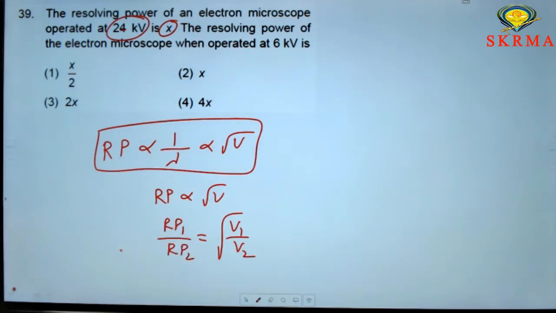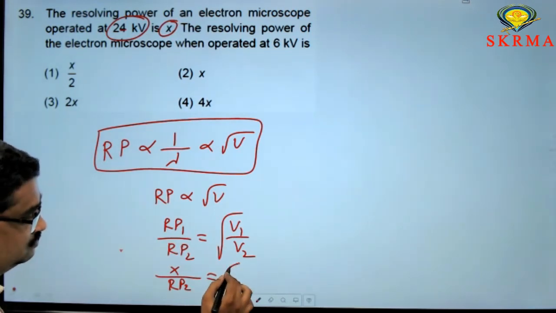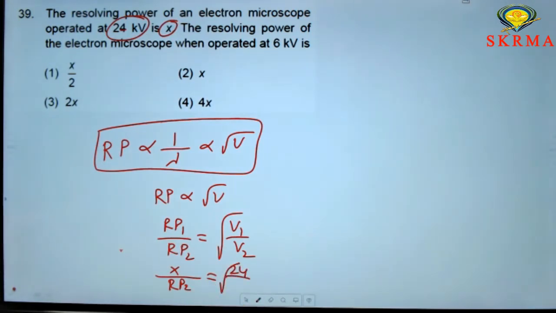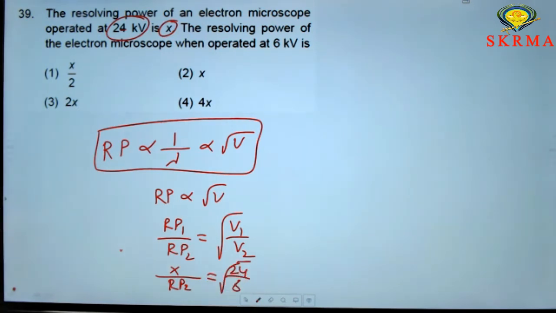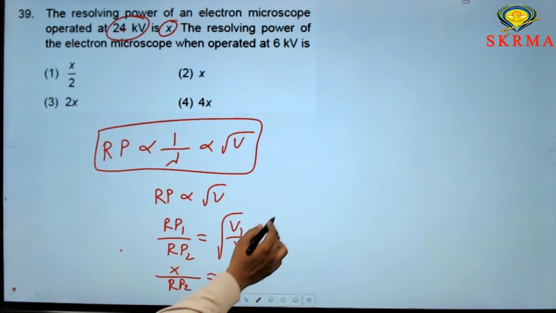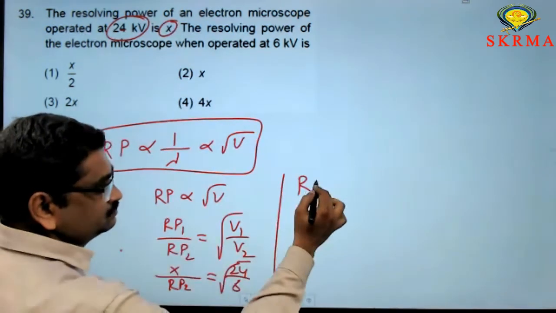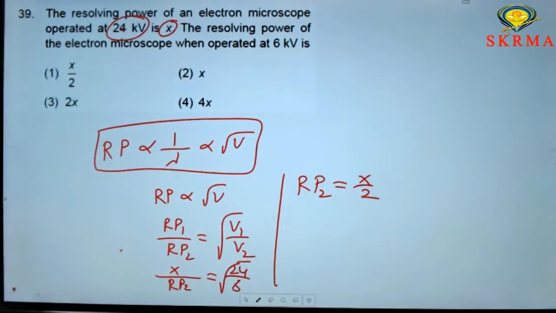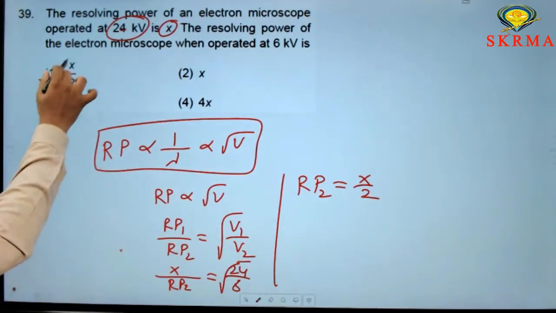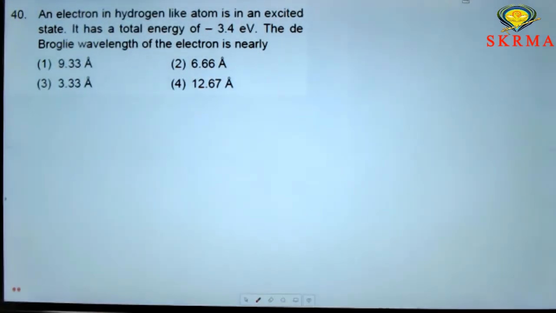So resolving power in the first case is X, by resolving power in the second case. You have to calculate root V1 24 by V2 6. So 4 times. Then resolving power in the second case is X by 2. First option. Now go through the next one.